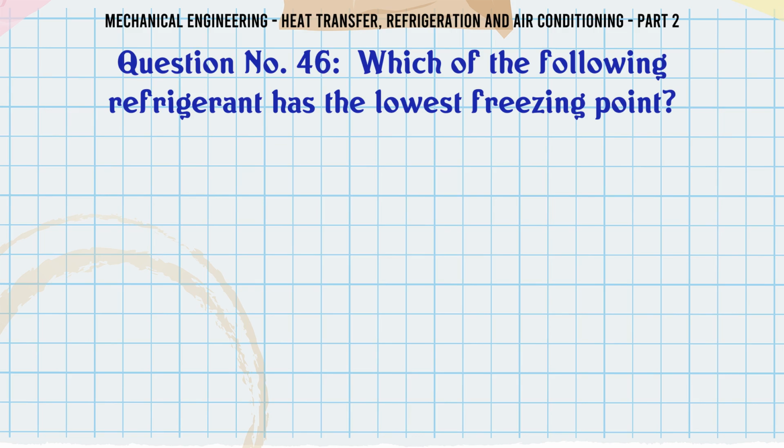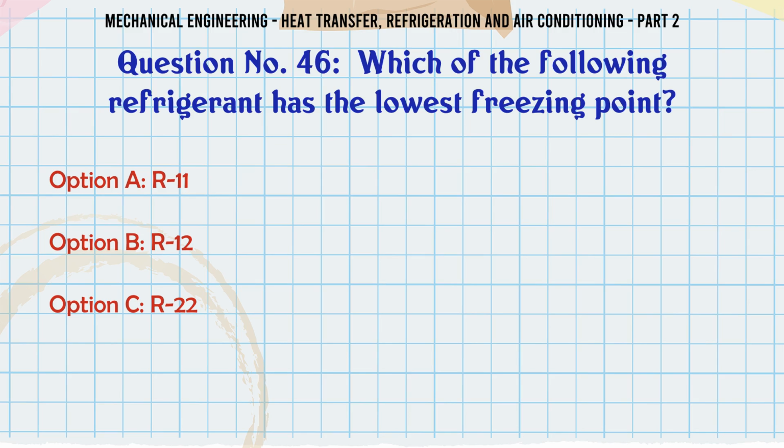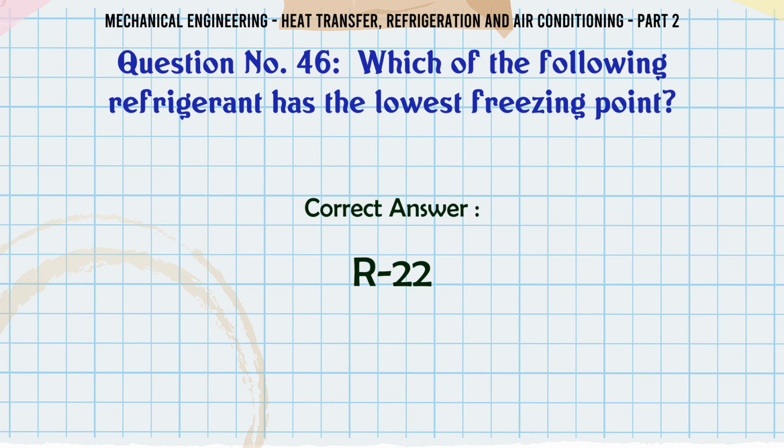Which of the following refrigerants has the lowest freezing point? A. R11. B. R12. C. R22. D. ammonia. The correct answer is R22.